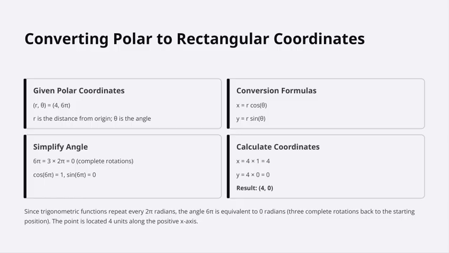This example highlights an important concept. Because trigonometric functions are periodic, angles differing by multiples of 2 pi represent the same point. So, even though the angle was 6 pi, the point is located 4 units along the positive x-axis, just like at 0 radians. This illustrates how understanding the periodic nature of these functions helps us convert and interpret polar coordinates effectively.